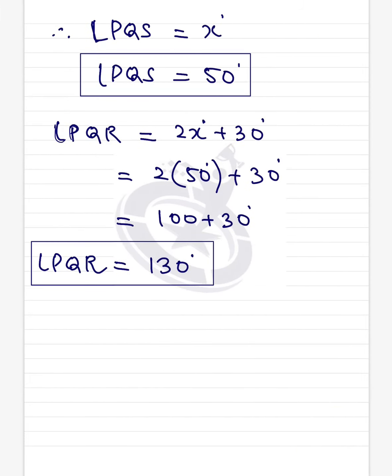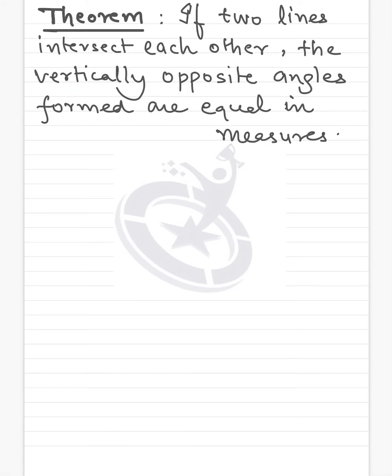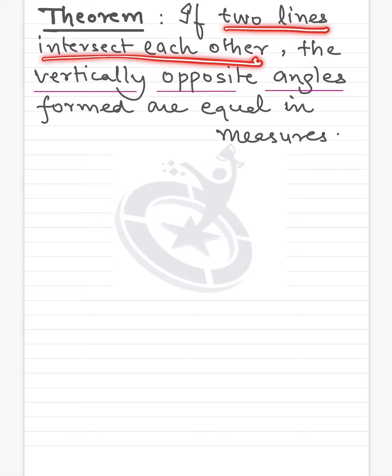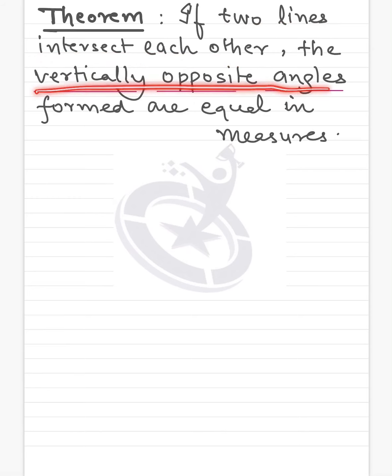Now we prove one theorem based on that. That's called: if two lines intersect each other, the vertically opposite angles are equal. Okay. Now for all theorems, remember the if part is called the condition and the then part is called the result. Now in this theorem, the if part is two lines intersect each other. That's always the condition, the given condition. Then the vertically opposite angles are equal. This is the result. That's to be proved.